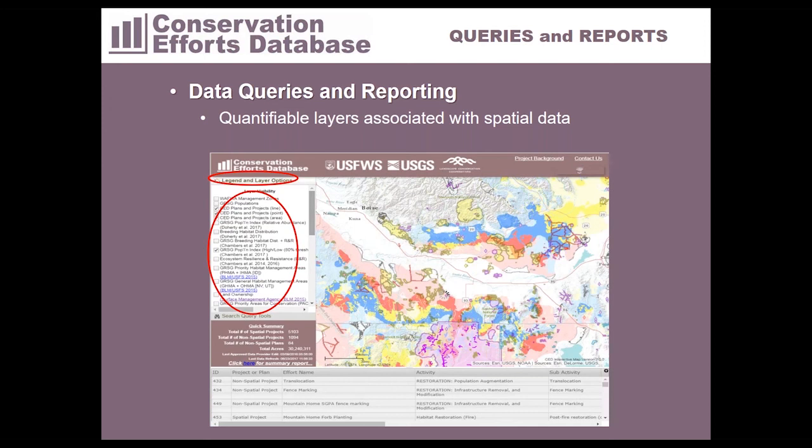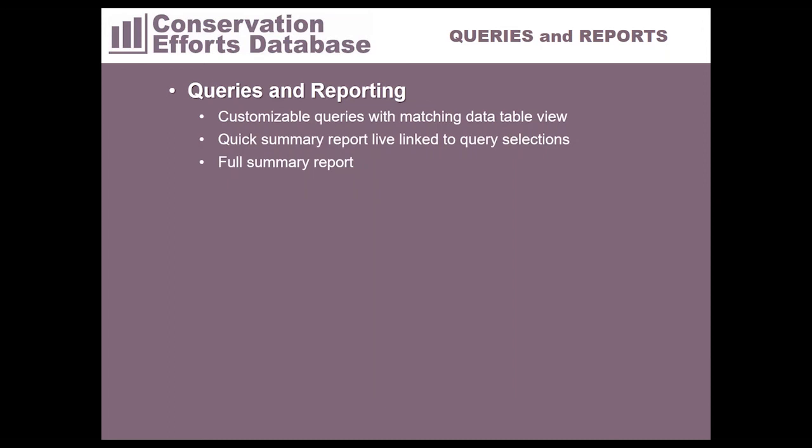You'll also notice that when you conduct a particular query or filter, this table appears at the bottom of the image. And that is a sortable table in which you can manipulate the various column headings to search for a particular subset of the information you're filtering. Again, these are customizable queries with a matching data table view. That data table is what I just mentioned.